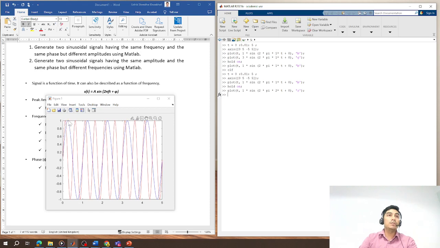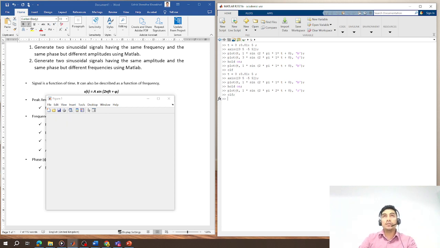So the one in the blue has the frequency of 1, because one complete waveform takes 1 second for the blue. However, for the red, there are two complete waveforms within the duration of 1 second, right? So that's why the frequency is 2. So this way we can generate two sinusoidal waves having the same amplitude and same phase but different frequencies using MATLAB.